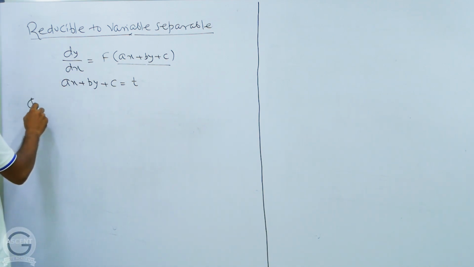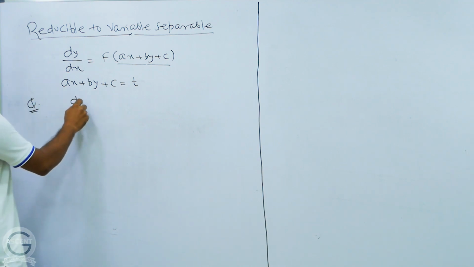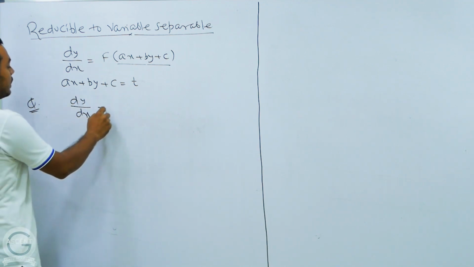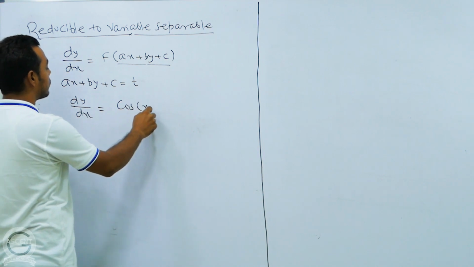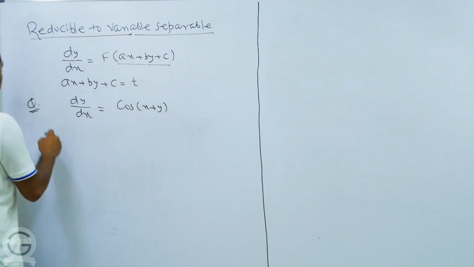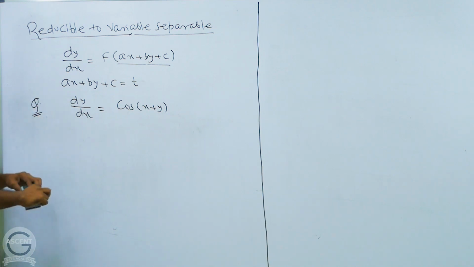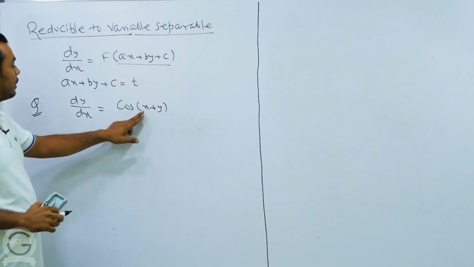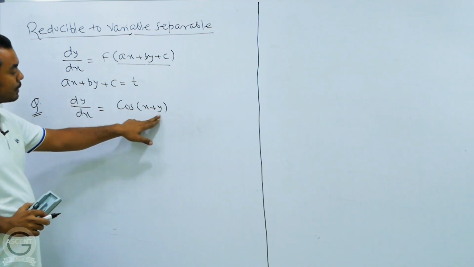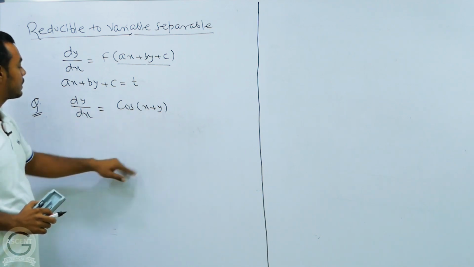So for example, suppose I had to solve this differential equation, say dy by dx equals cosine of x plus y. Say I had this equation. Here you cannot directly separate the variables because you have cos and x plus y is inside this cosine function.